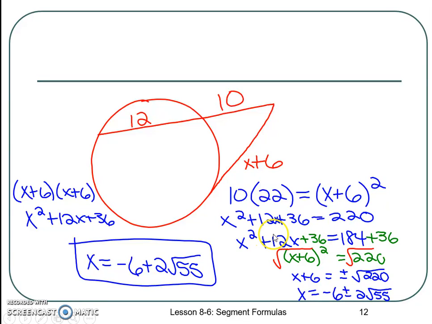If I actually use X plus 6 squared equals 220, you don't have to worry about this part. You can just take the square root of each side. And then X plus 6 equals plus or minus the square root of 220. And then you're going to subtract 6. So the answer is negative 6 plus or minus 2 radical 55, because if you simplify this, you get 2 radical 55. That will be the answer. So this is a little bit of a challenging problem.